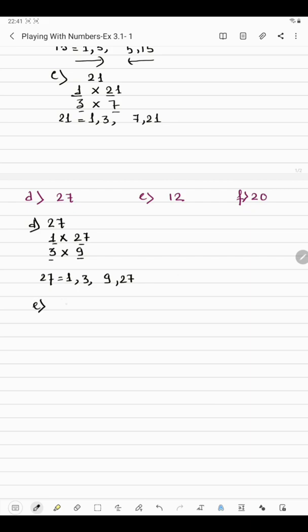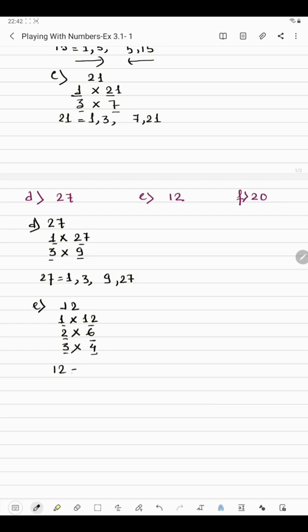Now coming to E part, we have 12. Again 1, 12s are 12. So these are the factors of 12. Then after 1, 2 comes. 12 divided by 2 is 6, because 2 6s are 12. So these are the factors of 12. Again after 2, 3 comes. Now in 3's table, we'll check whether 12 comes or not. So it's 3 4s are 12. So these are the factors of 12. After 3, 4 is already there. Then 5, 12 cannot be divided by 5, and 6 is already there. That means these are the factors of 12.